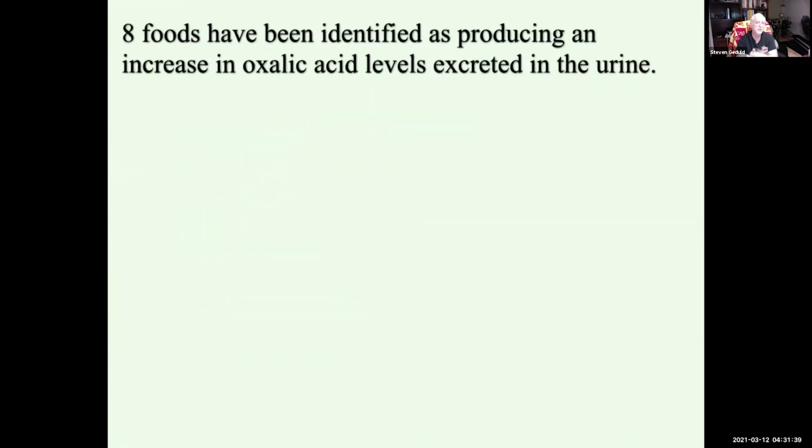Eight foods in particular have been identified as producing an increase in oxalic acid levels excreted in the urine. Now, excreting it in the urine is fine. As long as you drink enough water, you're going to excrete it. So I'm not saying you have to avoid these foods, but I am saying if you eat these eight foods, make sure you drink water so that the oxalic acid buildup is excreted and it's not maintained because you're retaining water.